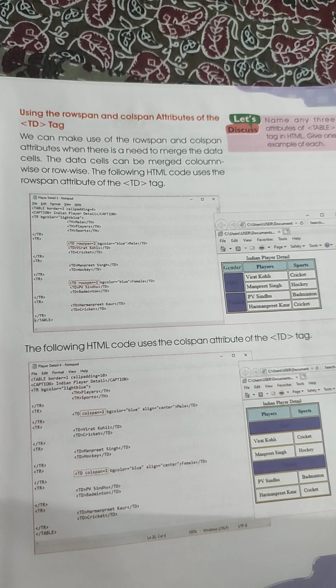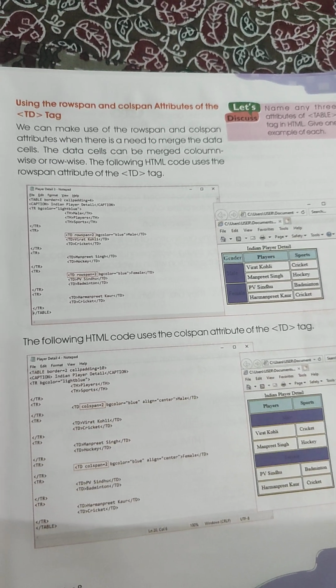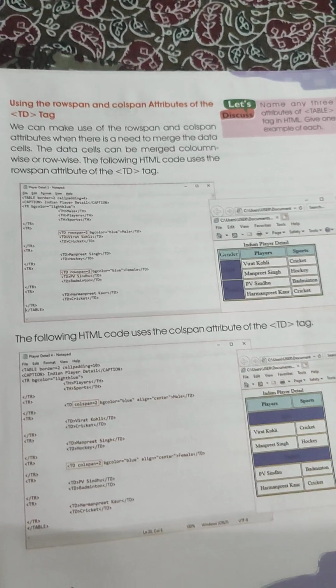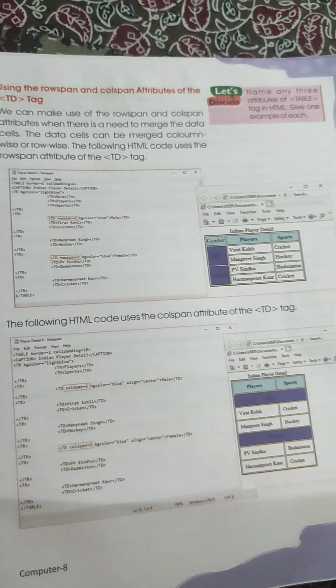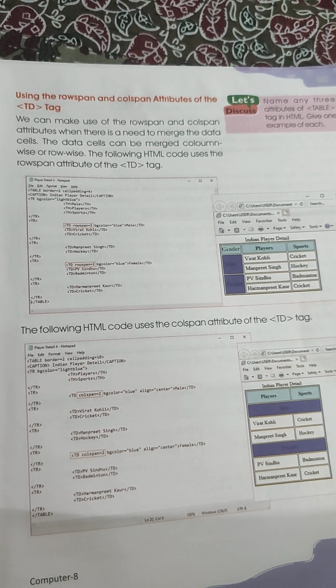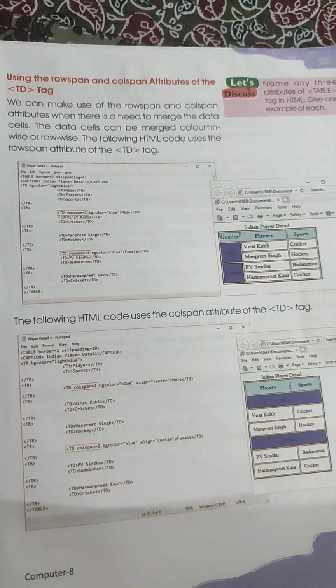The following HTML code uses the row span attribute of the TD tag. Again, by the TD tag you can do this thing. Okay, the following HTML code uses the col span attribute of the TD tag. Row span attribute or col span attribute, you have to use the TD tag.